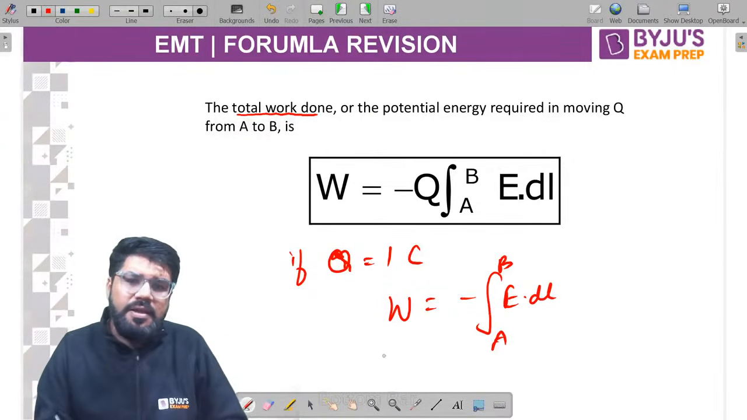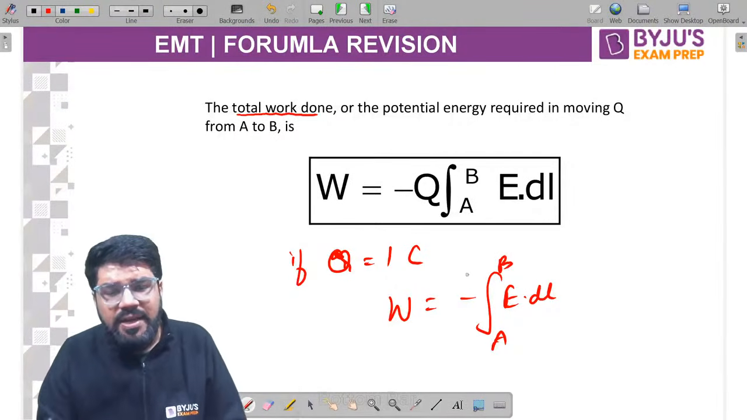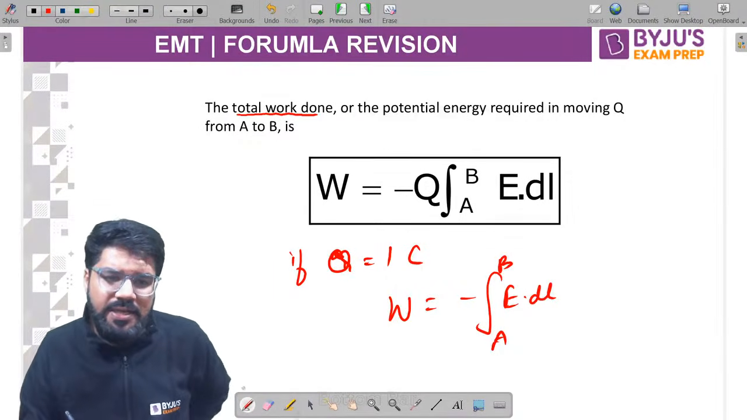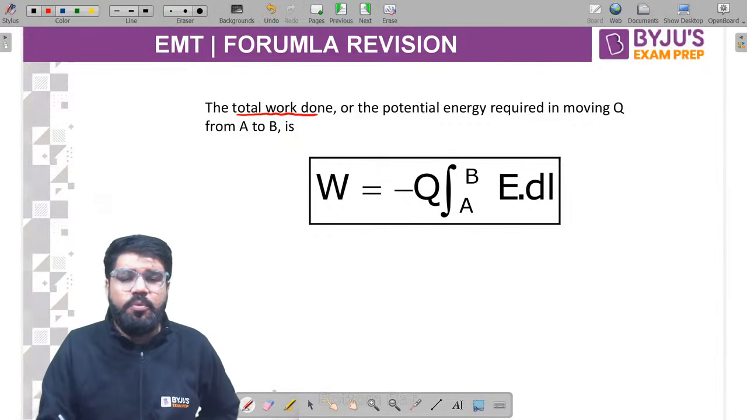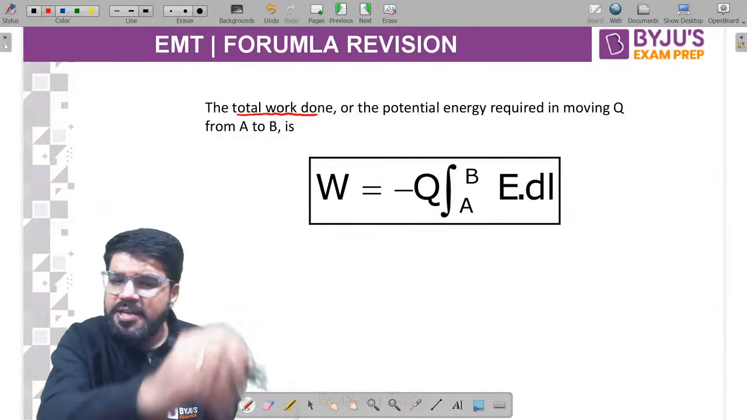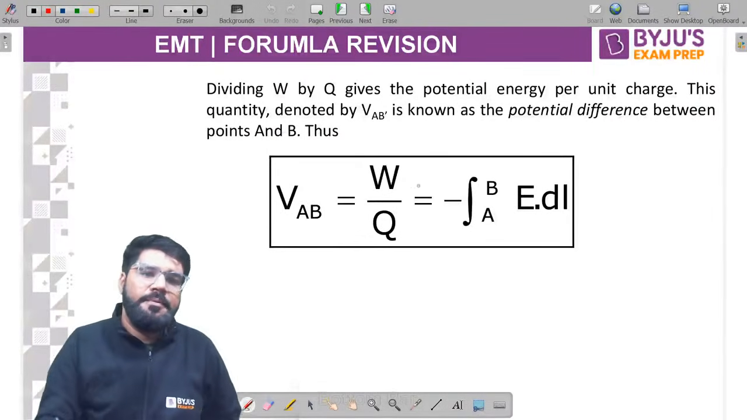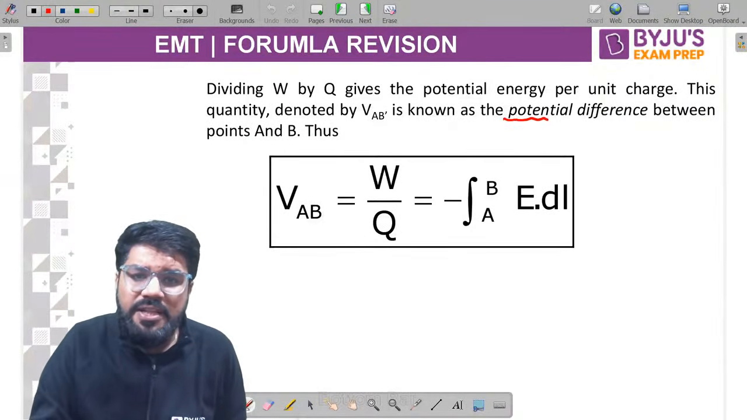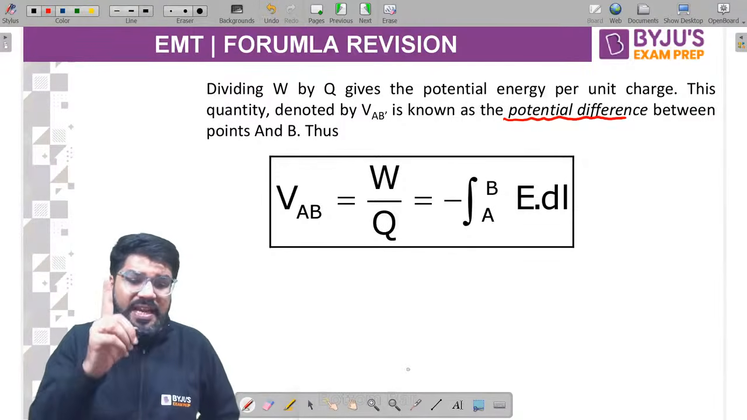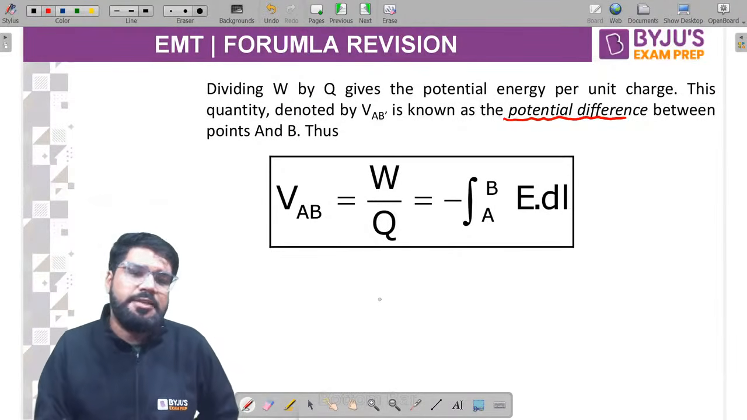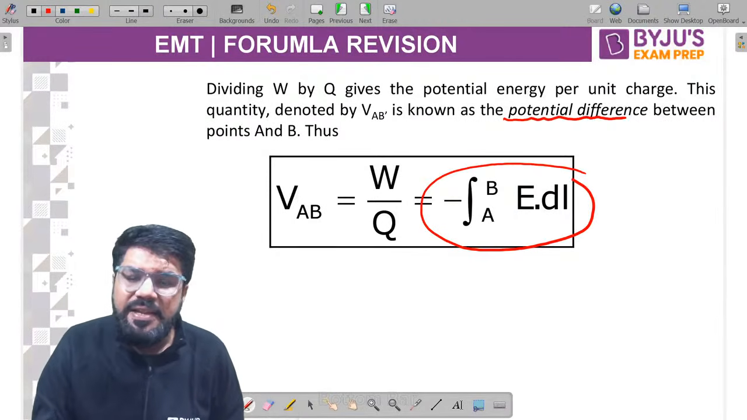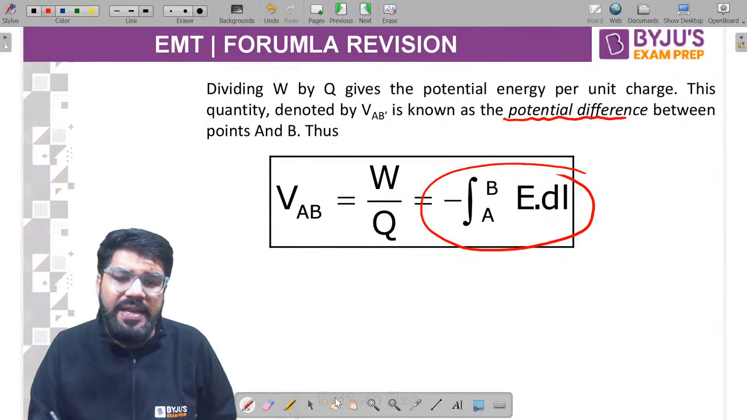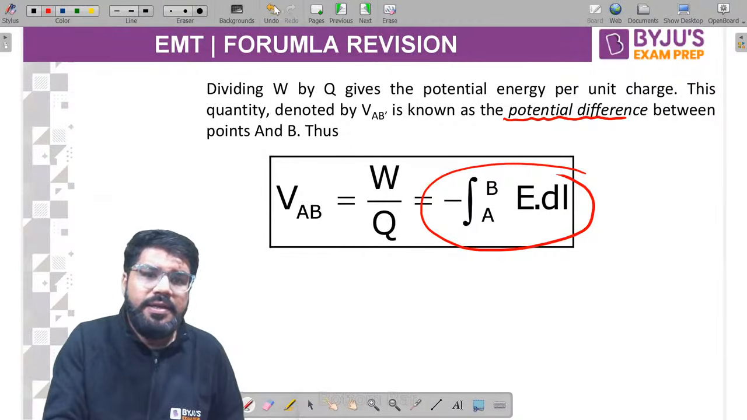The work done in moving 1 Coulomb of charge, or we can say the work done per unit charge in moving the charge from the point A to the point B, is known as the potential difference between the points A and B. So this is again the next important formula where questions are expected for you. The potential difference between points A and B is minus integral A to B of E dot dl.